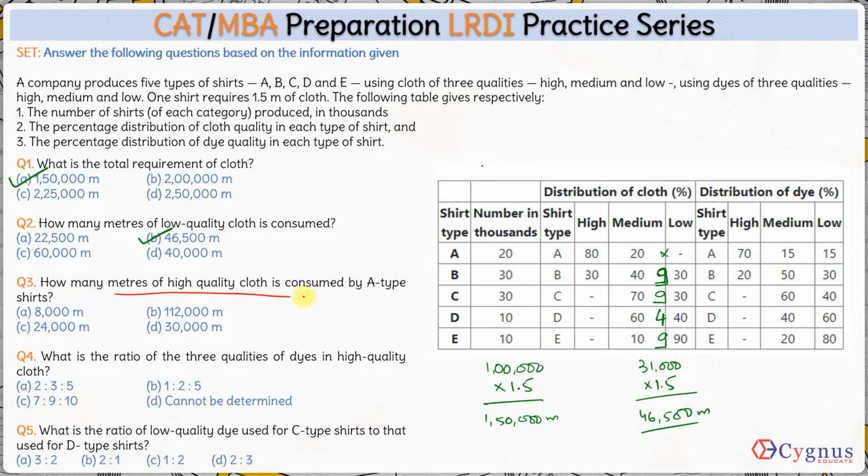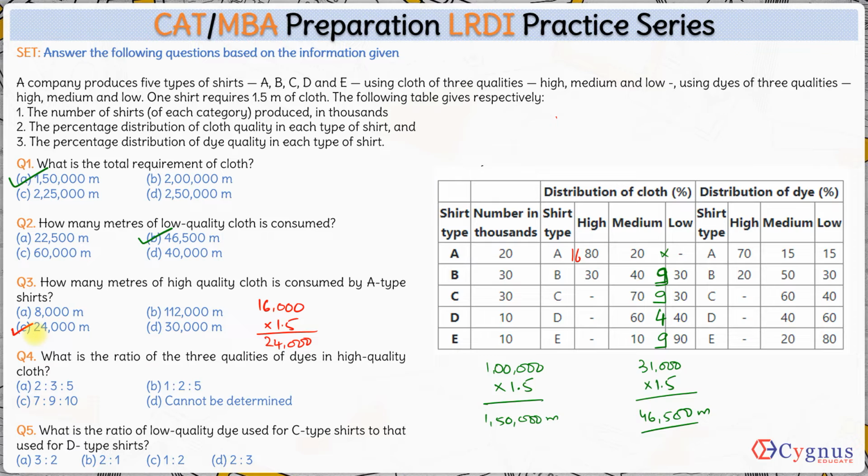How many meters of high quality cloth is consumed by A type shirts? Okay, so type A shirts, high quality cloth. So 80% of 20,000, that means 16,000 shirts have to be produced, right? 16,000 shirts of type A have to be produced using the high quality material. So the amount of material required will be 16,000 into 1.5. This comes out to be 24,000. Hence the answer is option C here.